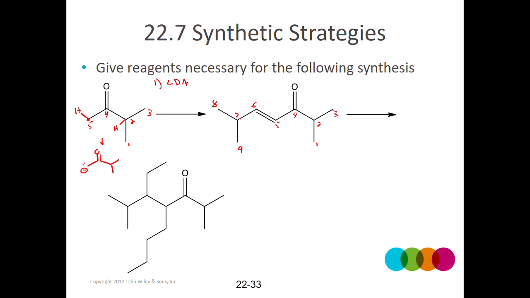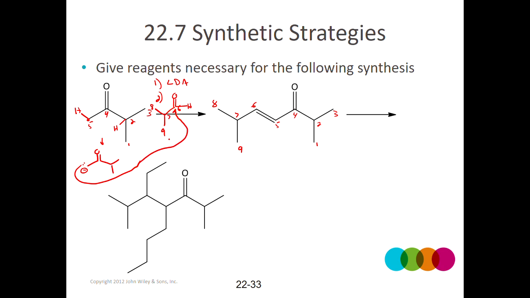I want to get it to attack carbon 6. So I'll make carbon 6 electrophilic. 6, 7, 8, 9. So I need a 4 carbon electrophile for this enolate to attack. And this is a pretty strong nucleophile, because it's not doubly stabilized through resonance. It's only 1 oxygen to help stabilize that negative charge. So I expect that to come directly into the carbonyl.